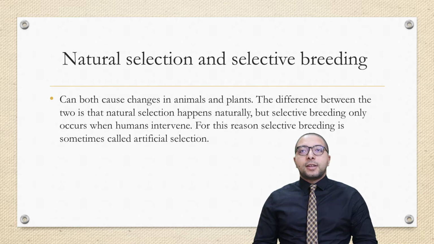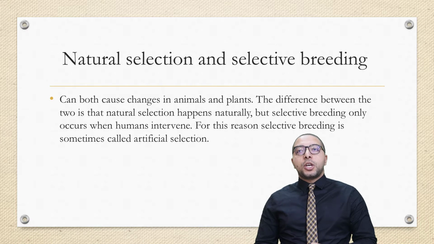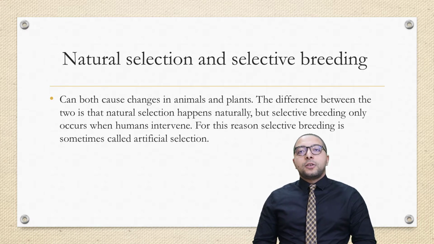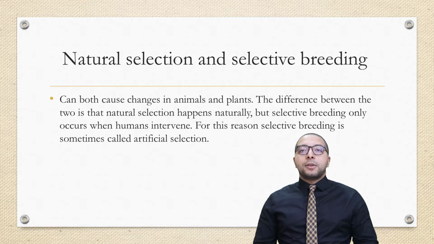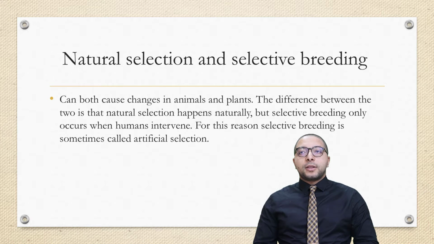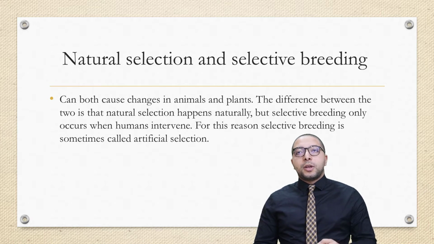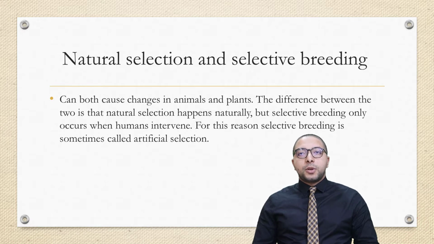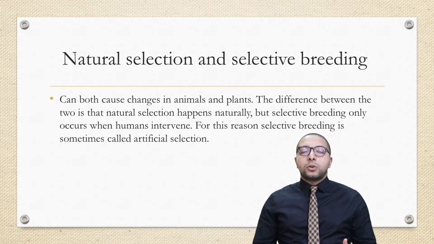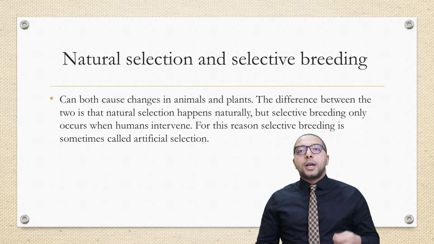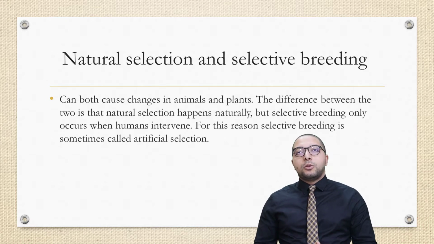Natural selection and selective breeding can both cause changes in animals and plants. The difference between the two is that natural selection happens naturally without the intervention of humans, while selective breeding takes place with the help of humans. So for this reason, selective breeding can sometimes be called artificial selection, because it's not made by nature, it's made by humans.